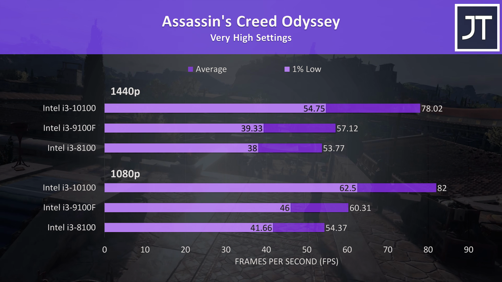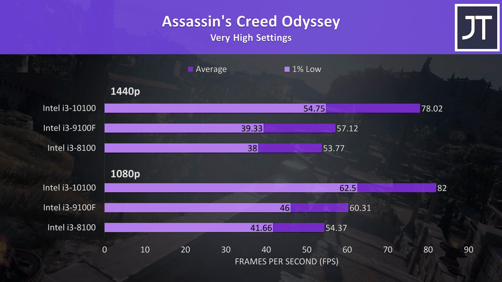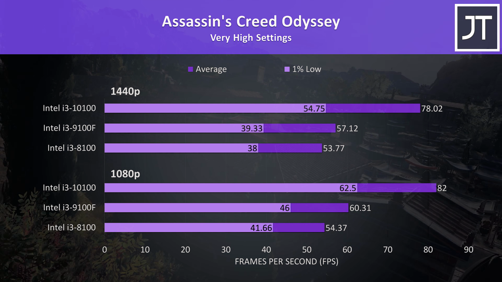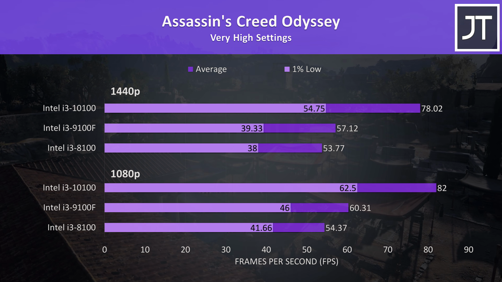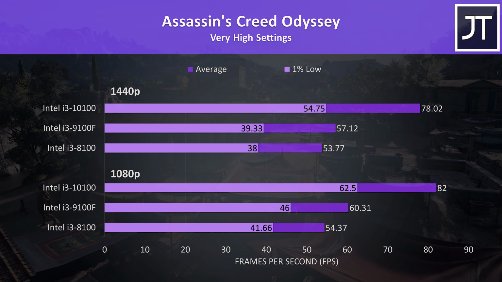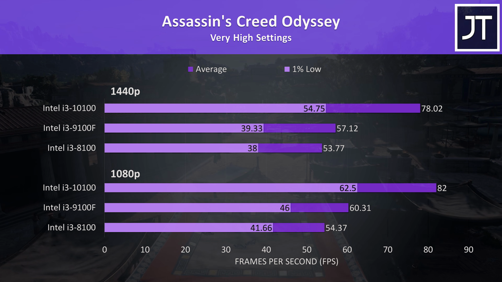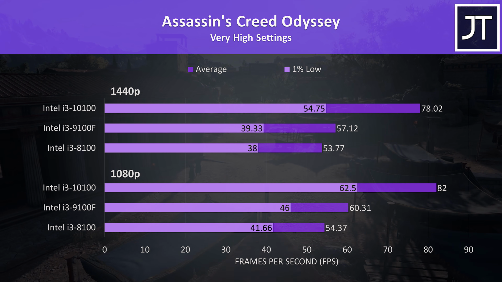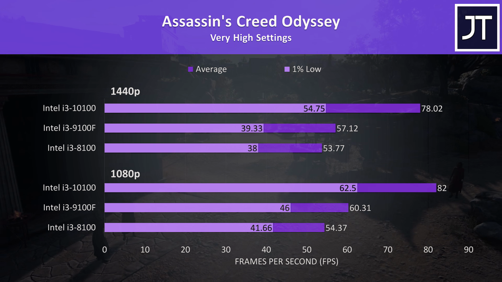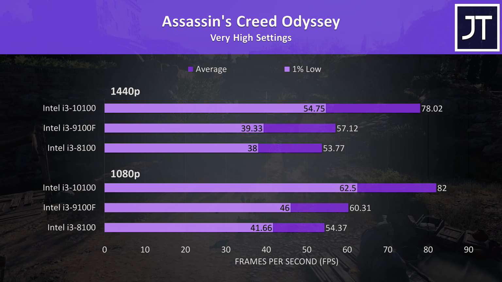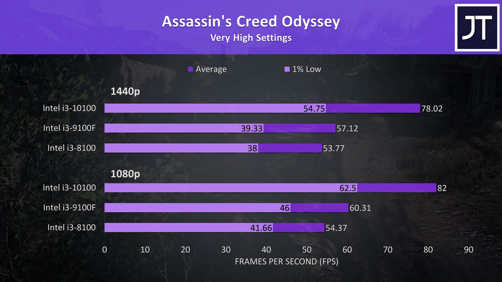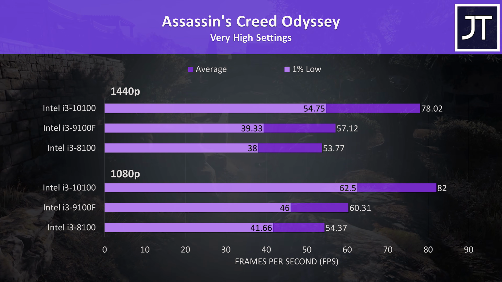Assassin's Creed Odyssey was tested with the game's benchmark tool, and as a test that I've noted to be fairly CPU dependent in the past, the 10100 was seeing massive gains. At 1080p, even its 1% low was above the average frame rate from the 9100F. The 10100 was 36% faster in average FPS over the 9100F at 1080p and 1440p, then a larger 51% faster than the 8100 at 1080p, and 45% faster at 1440p.